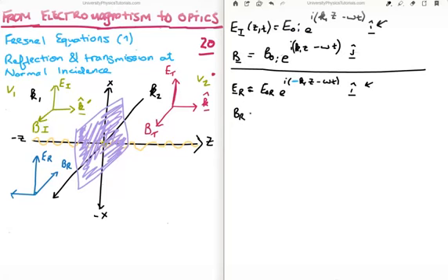Now we're going to look at the reflected magnetic field, so B reflected. And similarly, we're going to get B0 sub r, and then we're going to get e to the i(-k1z - omega t) in the j hat direction. So it's e to the i(-k1z - omega t).